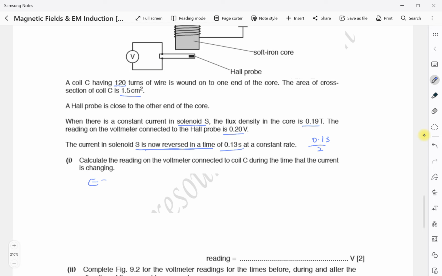The induced EMF is directly proportional to the rate of change of magnetic flux linkage, which is N times change in phi divided by time, or which can be N BA divided by time. The number of turns is 120 times B, which is 0.19 teslas, times the area, which is 1.5. We have to change it to meters squared, that is times 10 to the power of minus 4, divided by the time, which is 0.13 divided by 2.